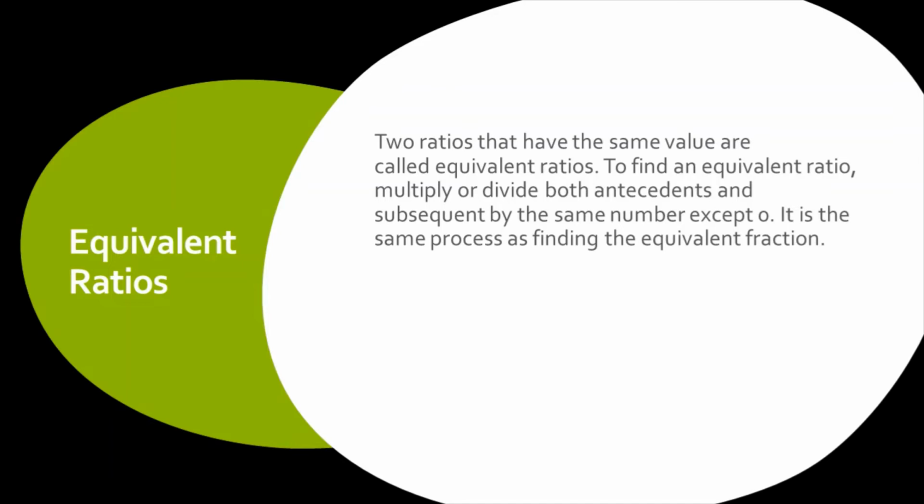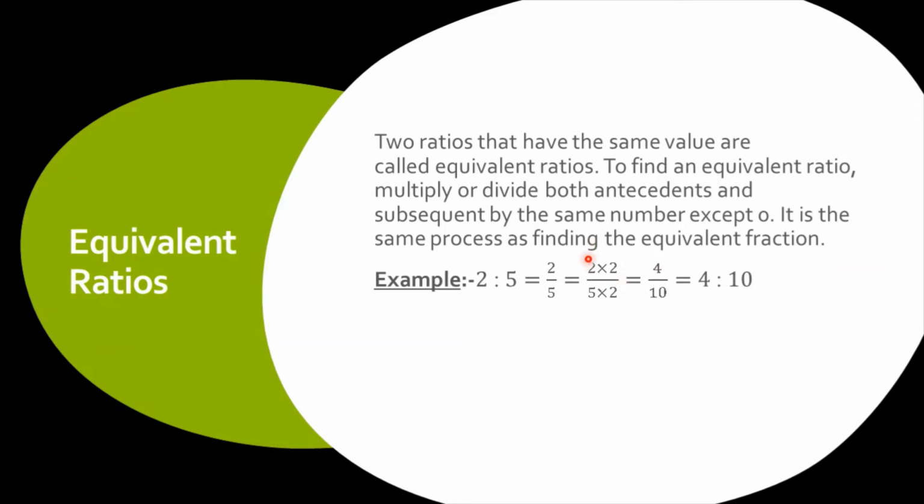It is the same process as finding the equivalent fraction. That is the example. As you can see, 2:5 equals 2 divided by 5, which equals 2 multiplied by 2, 5 multiplied by 2. Here I am saying that we have to multiply both antecedent and subsequent by the same number, and the same number is 2 here.